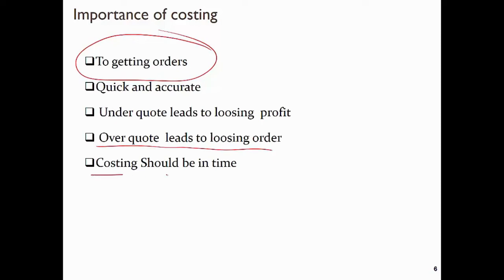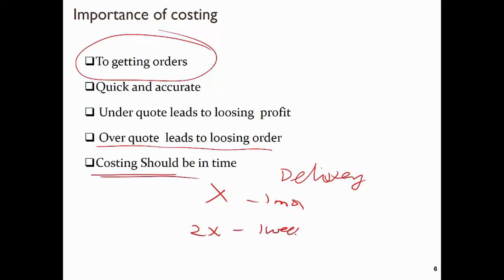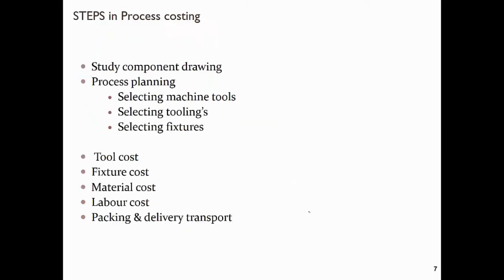In the same way, whatever costing you are doing has to be within the stipulated delivery period. In case your delivery period is not met, some customers quote very high. If you want delivery within a month, this is the cost, X cost. If you want it within one week, it could be 2X or even 3X, because depending upon the necessity, the customer will go forward with the costing.